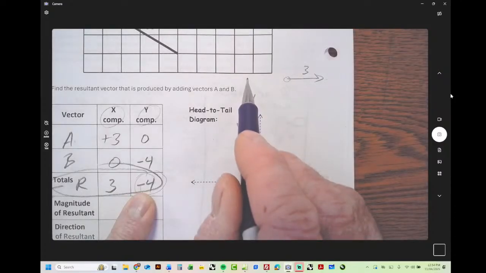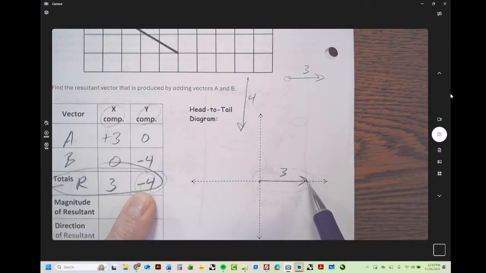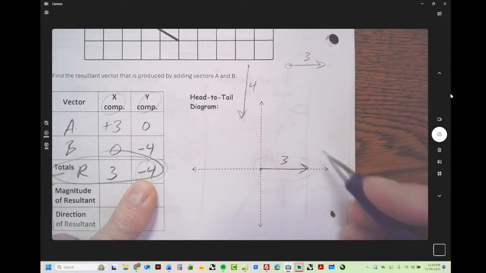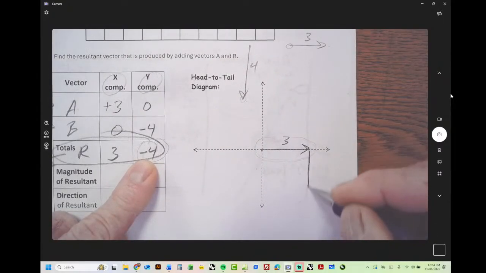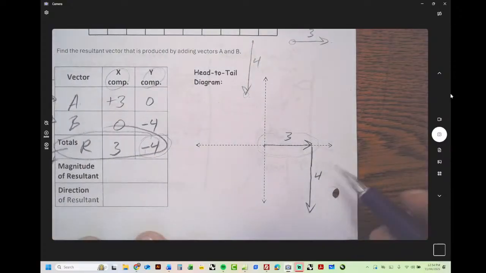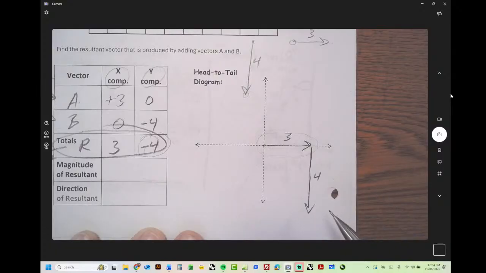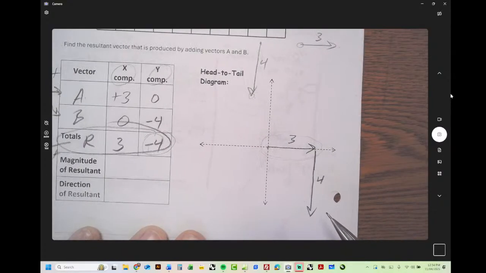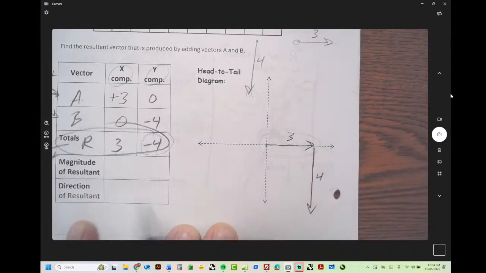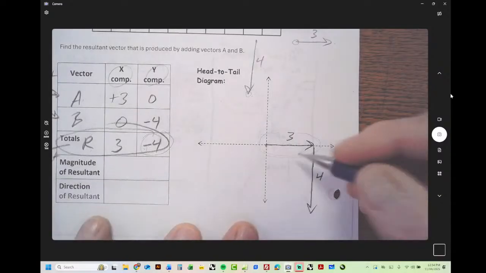to take this tail right here and stick it on right here. I could take this head and stick it on there, but I like to do it this way. Doesn't matter how you do it. This is going to work out nicely though. So, okay. So those are the two X and Y components of the resultant.